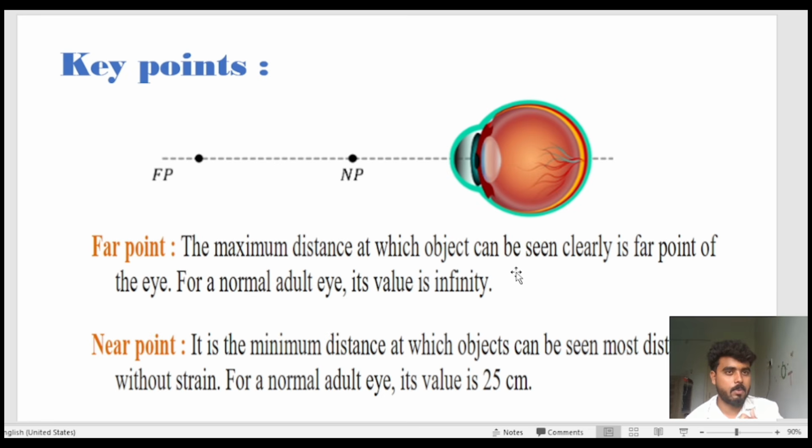Now it's time for the key points. What is the meaning of far point? Far point means infinity. What is the value of near point? Near point is 25 centimeter.